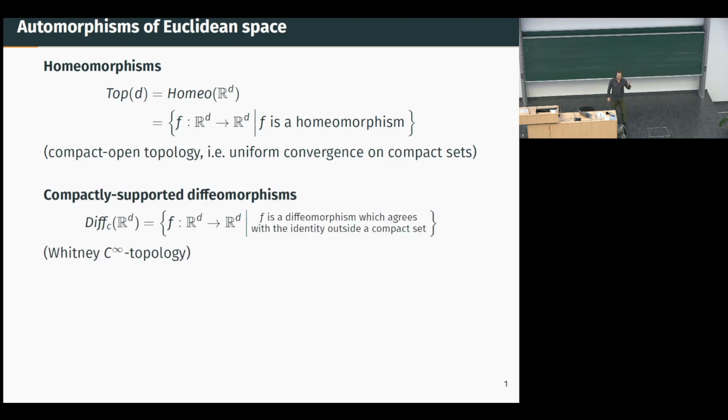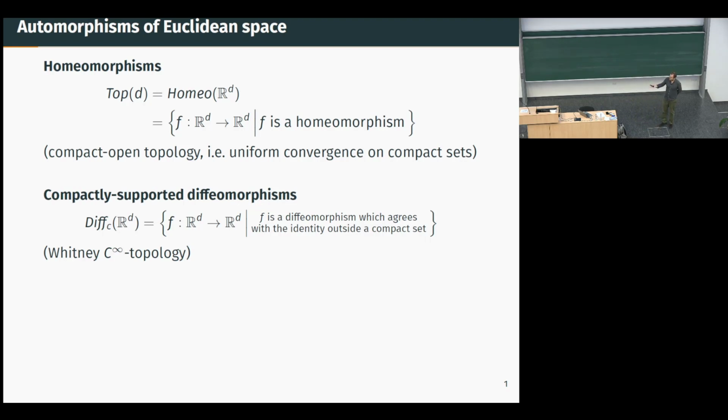So there's another kind of symmetry of Euclidean space you could talk about. You could look at the smooth symmetries of Euclidean space. And I'm saying here compactly supported smooth symmetries, so compactly supported diffeomorphisms of Euclidean space, meaning those which outside of some big compact set are just the identity. Okay? So these two characters will show up quite a lot.